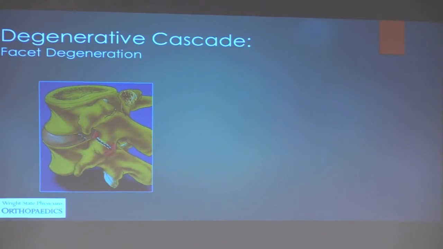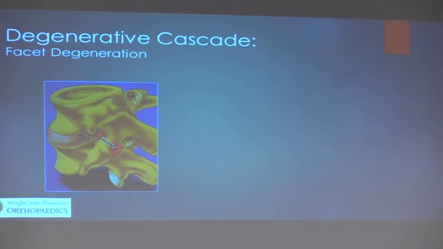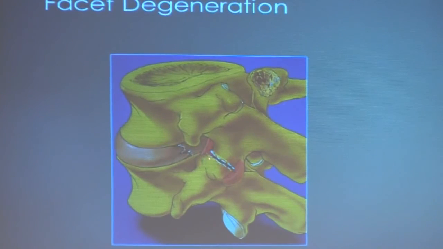Then once again, facet degeneration. We did mention the facet joints. They're synovial joints, just like hips and knees, but they're smaller joints located on the spine, the left side and the right side. So you can also have those affected by arthritis. And the nerve root comes out right through there. So when this happens, the nerve root is in close proximity. So as a result, the nerve root can be irritated by that.